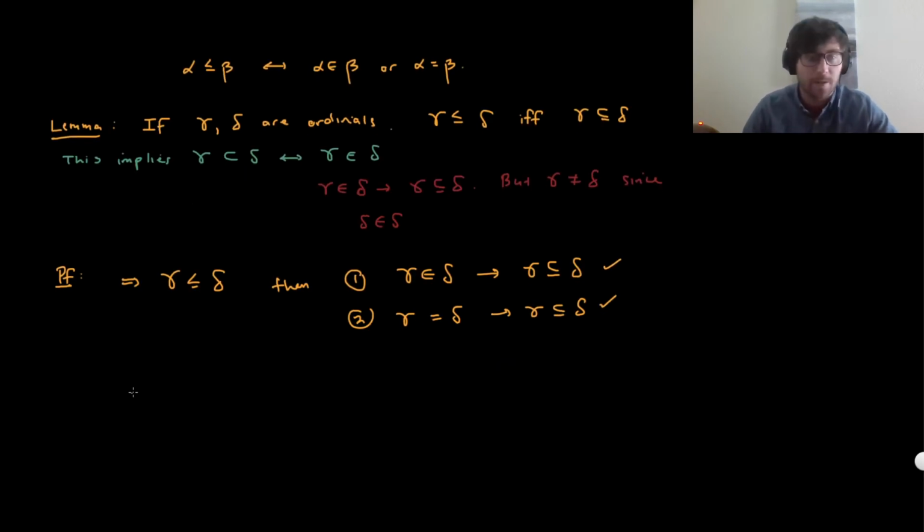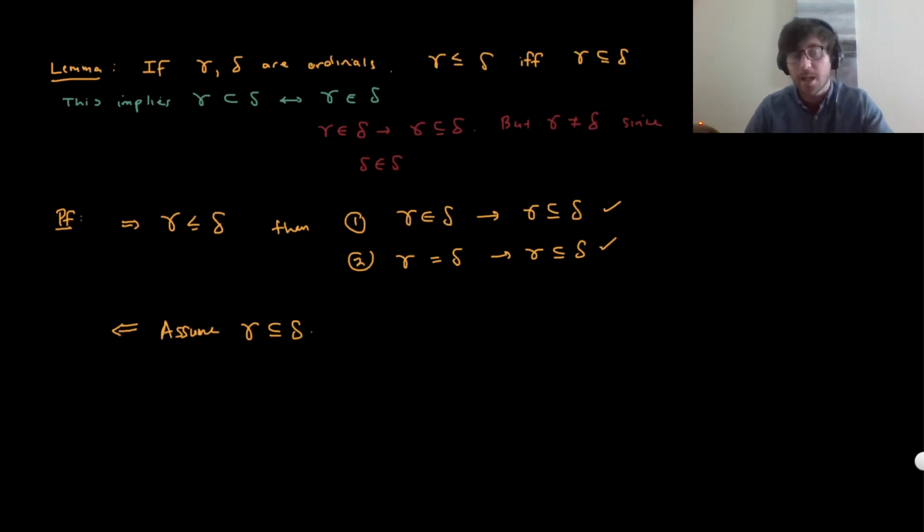Well, what's the backwards direction? This is the trickier direction. So we want to assume that gamma is a subset of delta.